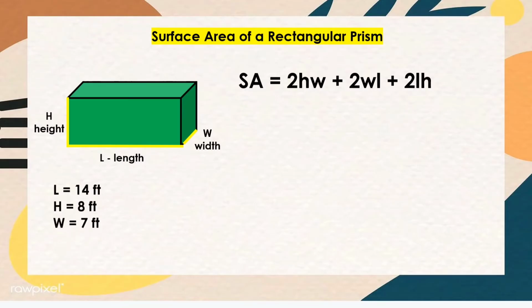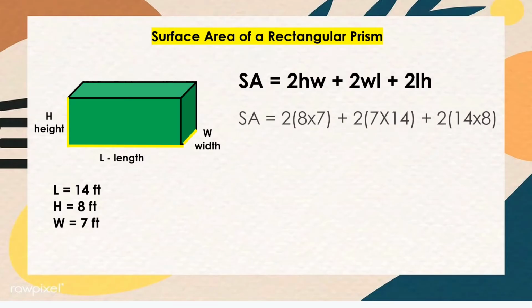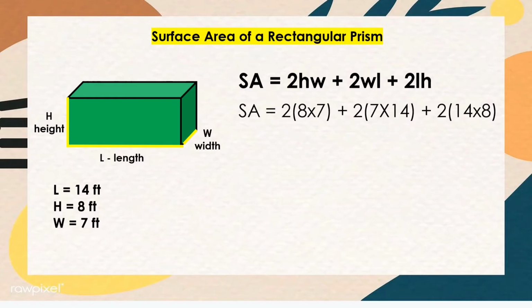So here are the given measurements of the storage shed: the length is equal to 14 feet, the height is 8 feet, and the width is 7 feet. So let us express the formula in numerical form. Okay, so we have here: surface area is equal to 2 times (8 times 7) plus 2 times (7 times 14) plus 2 times (14 times 8).